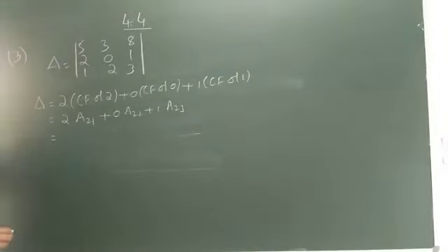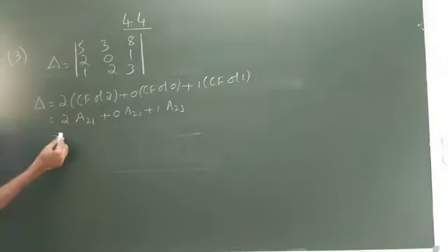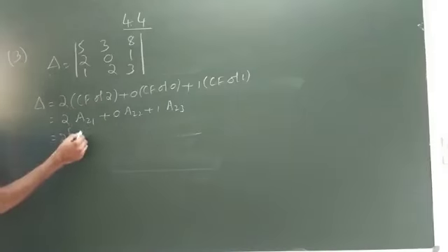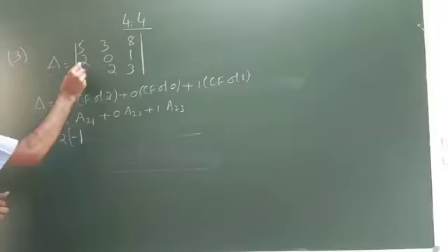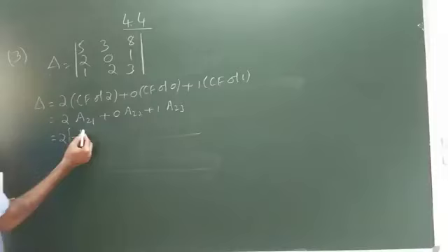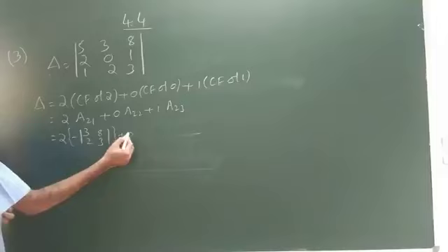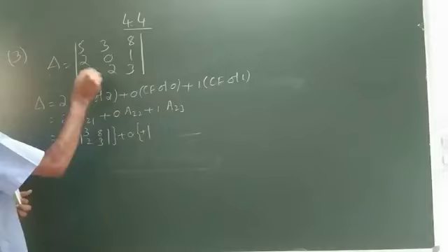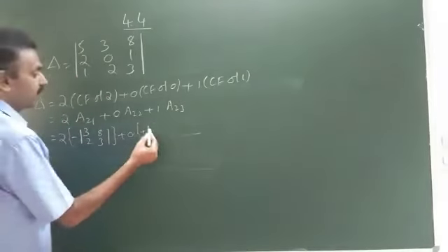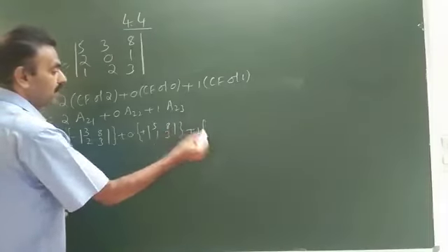I think you have understood how to find out this. This is A21, this is A22 and A23. So let us find out A21. What will be the sign? Sign will be negative, and leave the row and column in which 2 is present. Leave the first column and second row. You will be getting 3, 8, 2, 3 plus 0 into A22. What is the sign? Sign is plus. Leave the second column and second row. You will be getting 5, 8, 1, 3 plus 1 into A23.